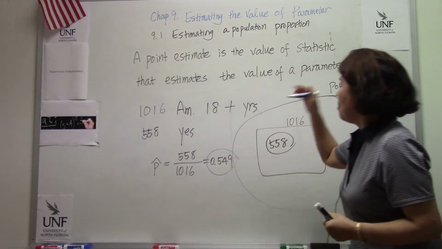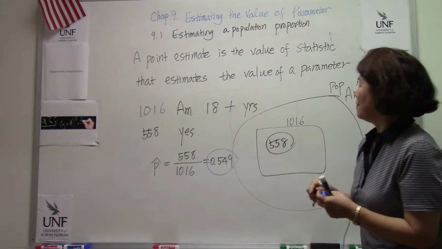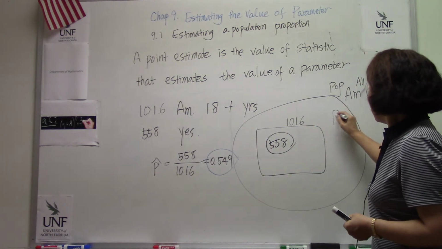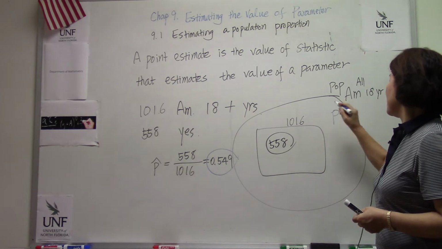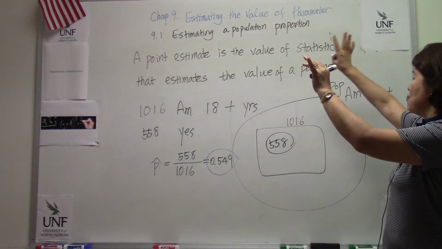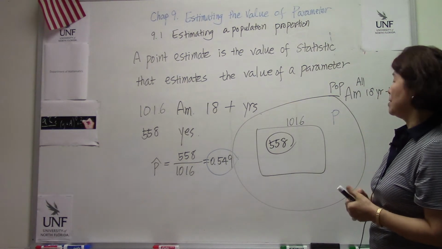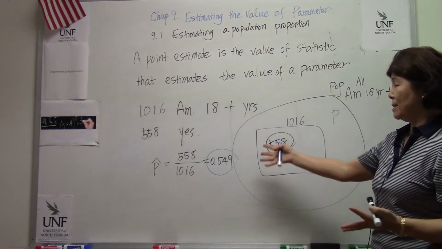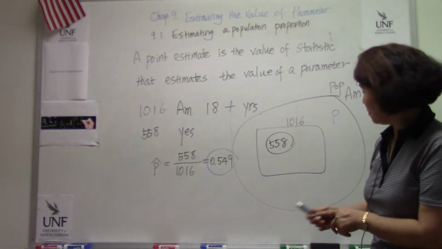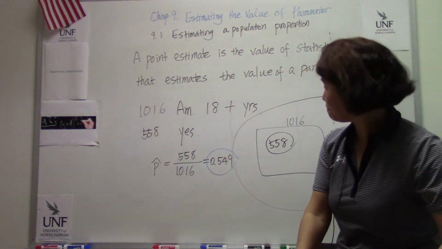So now the point estimate, 0.549, is going to estimate the population proportion p. When you apply this to the whole American population, 18 years or older, is it going to be valid? Are you going to regard it as valid? Well, we are going to study those things today.